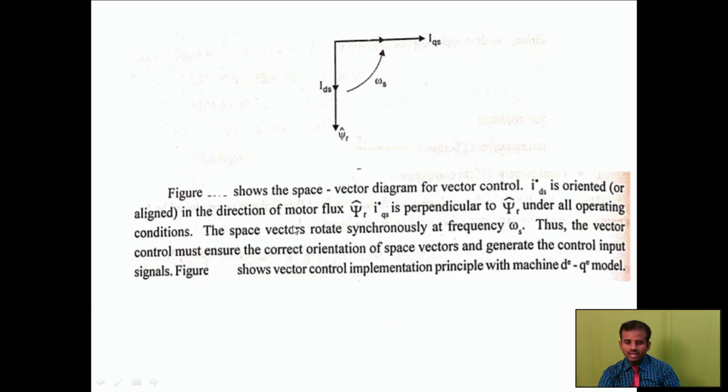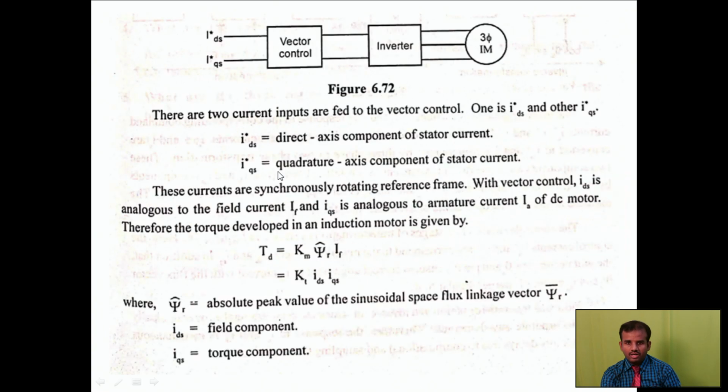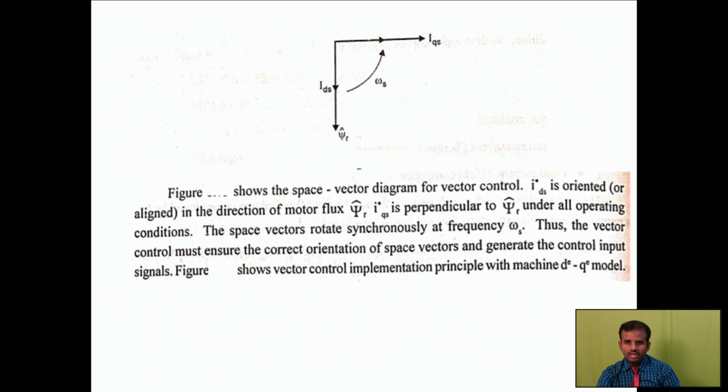The space vector rotates synchronously, which means the direct axis component and the quadrature axis component are rotating synchronously at a frequency omega s. Thus the vector control must ensure the correct orientation of these space vectors, and it generates the control input. The implementation principle is the D-Q model.